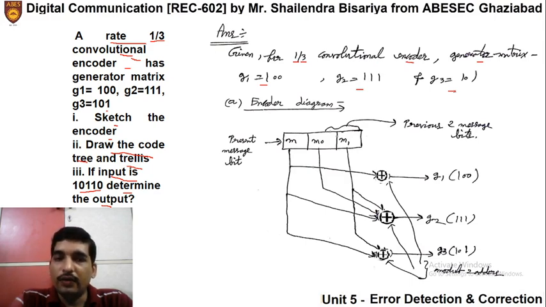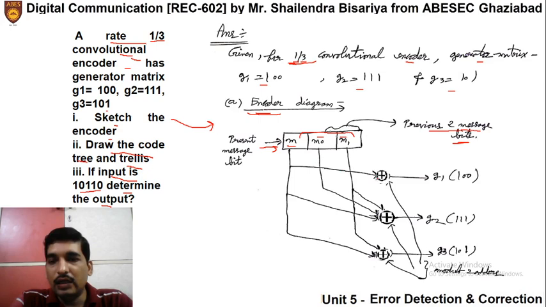So how will we draw the encoder for this case? The first task: sketch the encoder. We will say that the present bit is only 1, so let us say the input is coming from this side. Let us say this is the present bit, then we need two previous bits as per the given condition. So the previous two message bits will be stored, since it is a 1 by 3 encoder. Then we have three outputs as given: G1 is 100, G2 is 111 and G3 is 101.